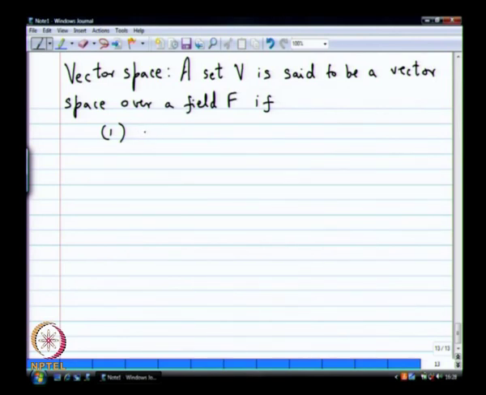There should be first of all an additive operation in V. So V has two operations. The first one is the addition operation. You should be able to add two vectors. So there should be a binary operation.